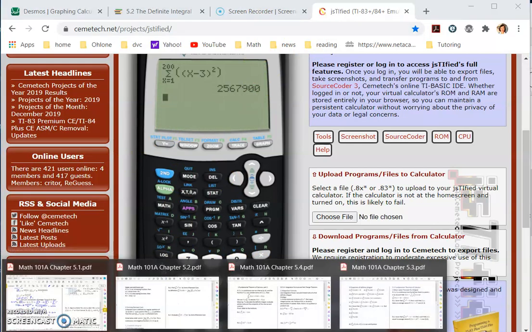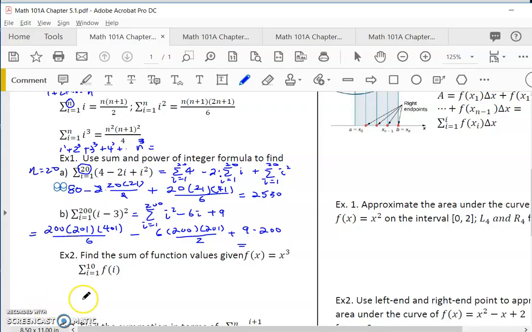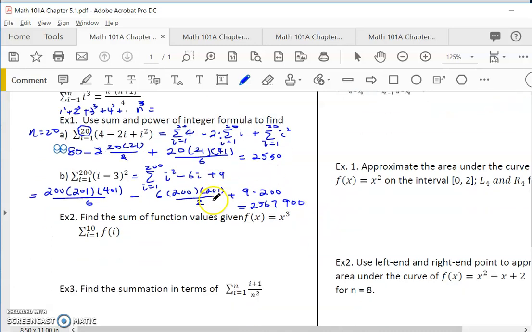So you can do it with the calculator without using the formula. Let me write down the answer. So either way, you can use a scientific calculator, you can use a graphing calculator, you can use Desmos, 2567900. Okay, so you can see that it is very powerful for adding numbers together, so we don't have to.